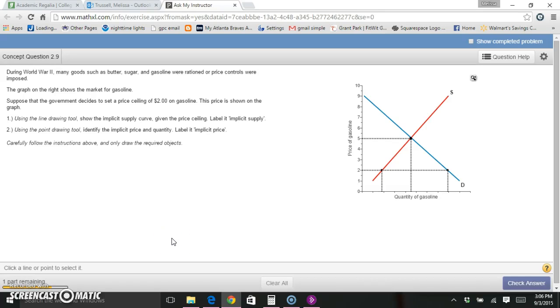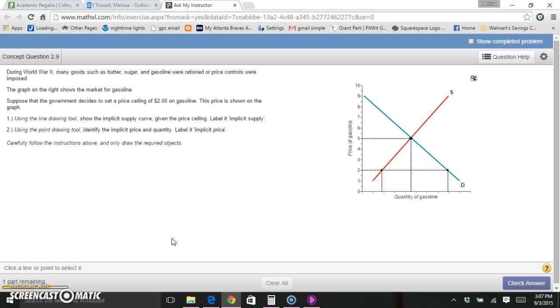This is concept question 2.9 from chapter 4. It says that during World War II, many goods such as butter, sugar, and gasoline were rationed or price controls were imposed. The graph on the right shows the market for gasoline. Suppose that the government decides to set a price ceiling of $2 on gasoline. This price is shown on the graph.